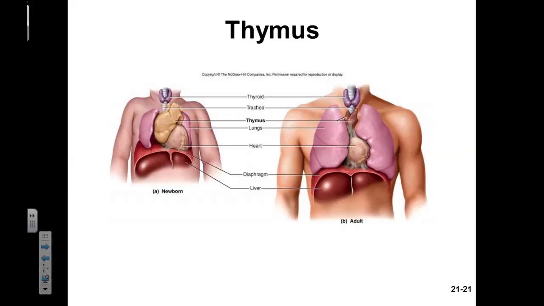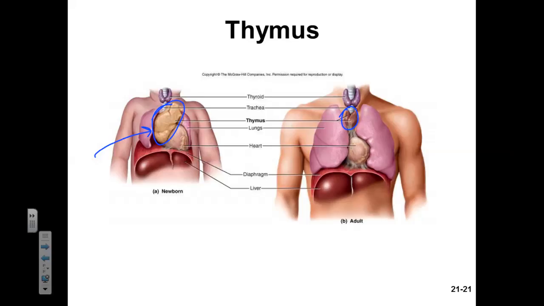So, relatively speaking, if we look at a newborn child, the thymus is almost the size of the heart. It's huge. In an adult, our thymus is much smaller. Any questions?